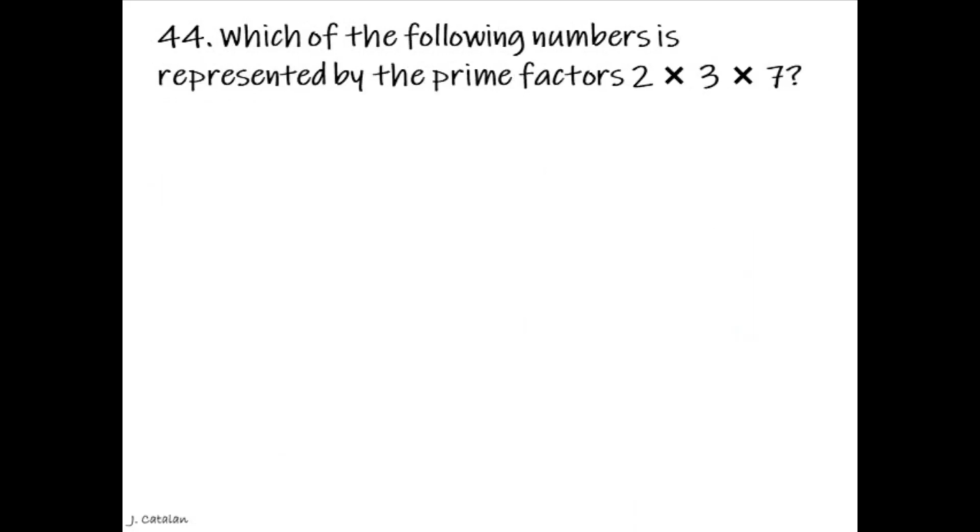Which of the following numbers is represented by the prime factors 2 times 3 times 7? Solution. 2 multiplied by 3 is equal to 6. Multiplied by 7 is equal to 42. 42 is the number represented by the prime factors 2 times 3 times 7.